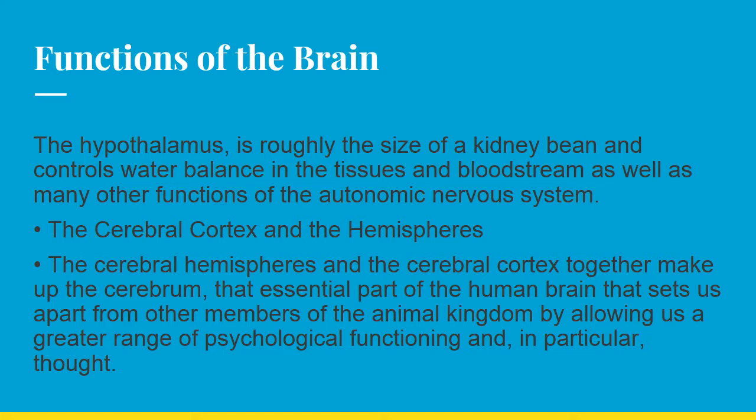And the hypothalamus is the size of a kidney bean and controls the water balance in the tissues and blood streams, as well as many other functions of the autonomic nervous system. And then we have the cerebral cortex and the hemisphere. The cerebral hemisphere and the cerebral cortex together make up the cerebrum that sets us apart from other members of the animal kingdom. And it is responsible for our psychological functioning, our thinking, and cognitive processes.